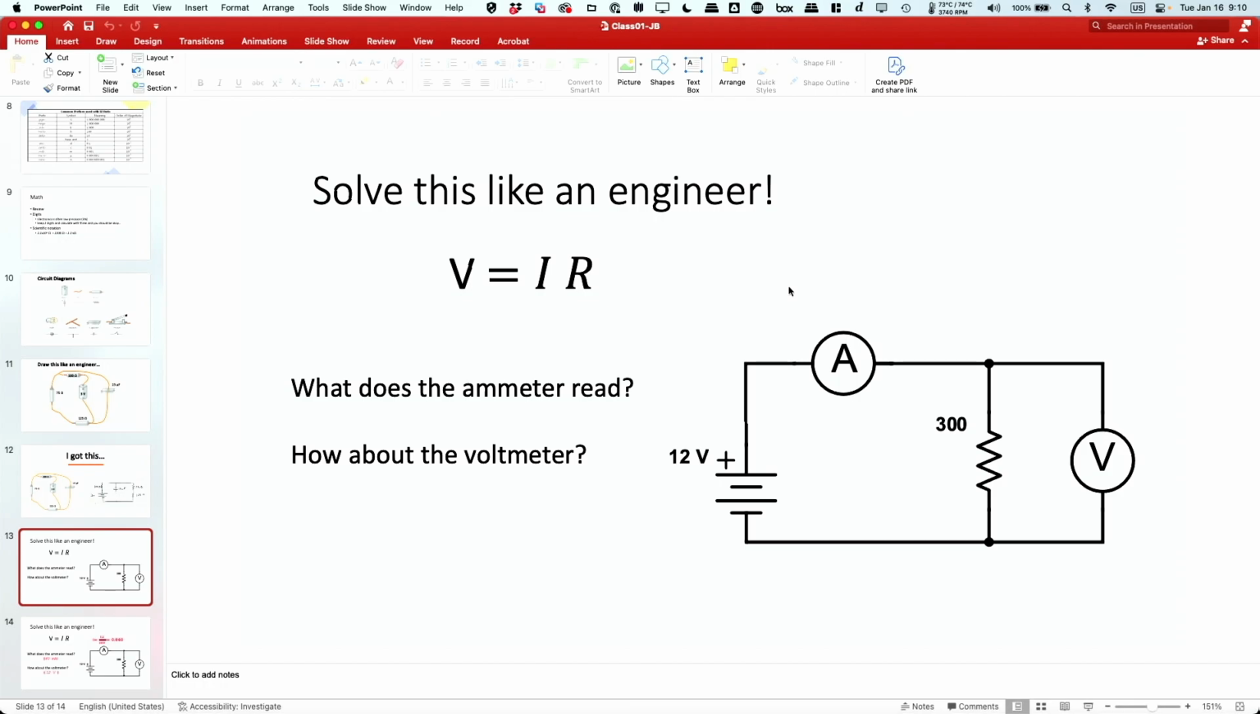So we have a very simple circuit here. We have a 12-volt battery and a 300 ohm resistor. I place a current meter here and a voltmeter here. I want you to figure out what the ammeter reads and what the voltmeter should read. So calculate like an engineer. There you go.